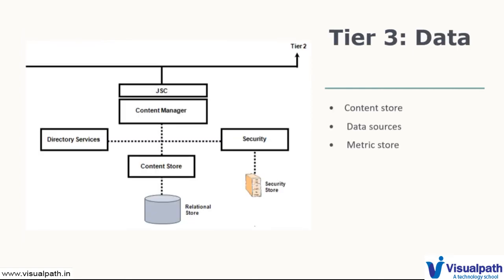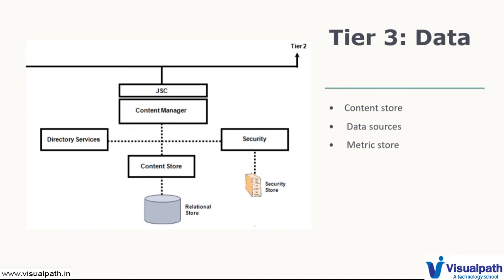And finally the data tier. The data tier is where the data is consumed, or where the data is stored for Cognos. The previous two tiers manage the various services of Cognos, but like any other database or tools, in Cognos we have a tier called the data tier where all the local data and all the data related information is stored. It consists of various parts like content store, data store, and metric store.